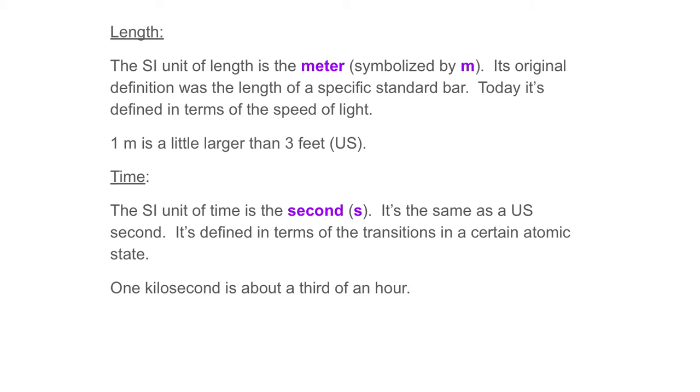So let's take a quick tour of the SI system. The SI unit of length is the meter, symbolized by lowercase m. Its original definition was the length of a specific standard bar. Today it's defined in terms of the speed of light. Even this is a little off.